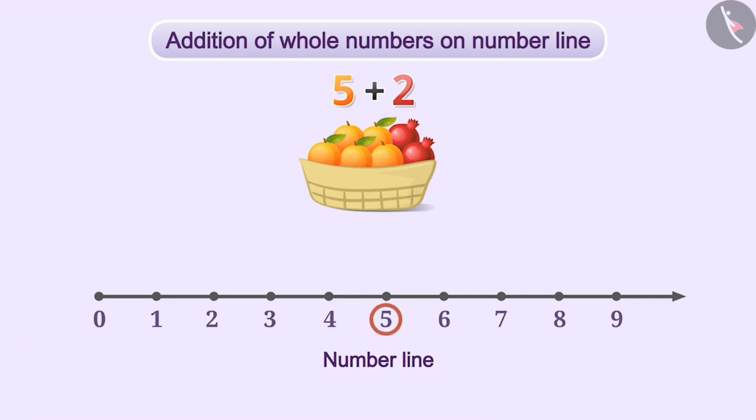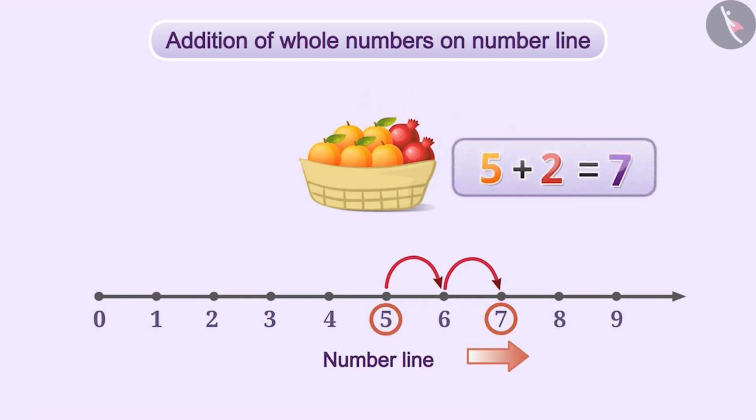Since we have to add 2 to it, we will take 2 steps towards right from 5 to 6 and 6 to 7. To represent the steps, we will use arrows pointing towards the right direction. The last arrow points to 7. Thus, the sum of 5 and 2 gives 7, that is, 5 plus 2 is equal to 7.